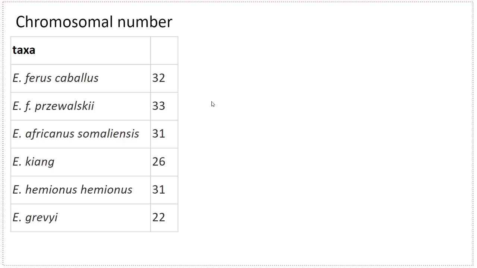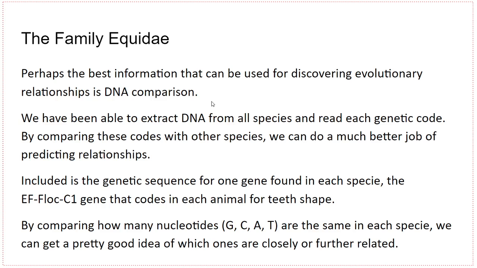But we still did our best, and we got even more data available to us later on when we were actually able to, and this has only happened since roughly 2002, take DNA and compare the DNA of organisms to determine even better relationships. So perhaps the best information that can be used for discovering evolutionary relationships is DNA comparison. We've been able to extract DNA from all species and read each genetic code. By comparing these codes with other species, we can do a much better job of predicting relationships.